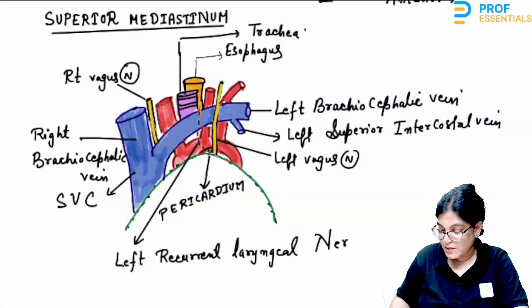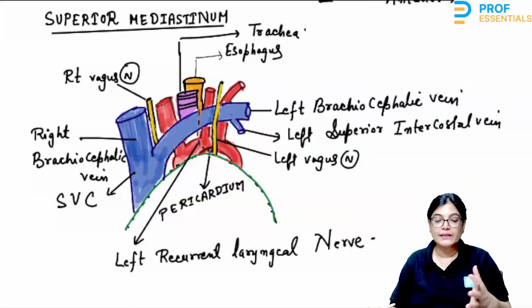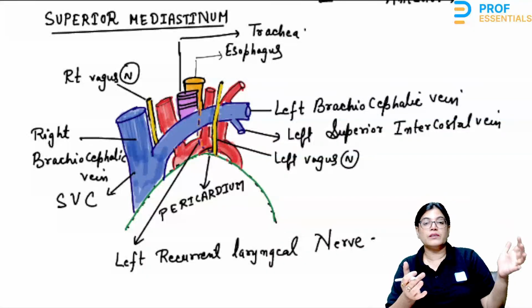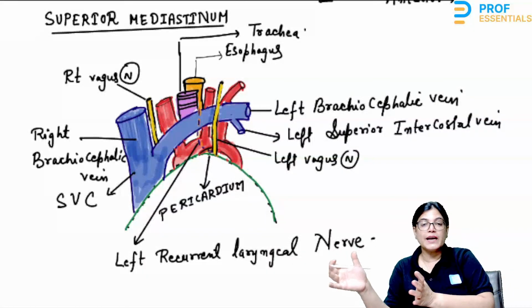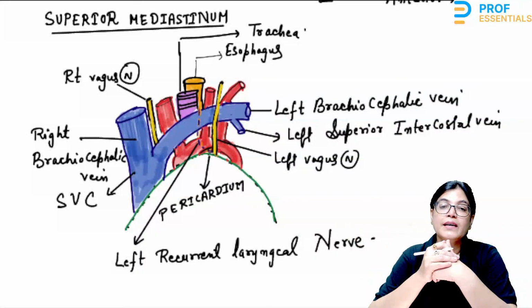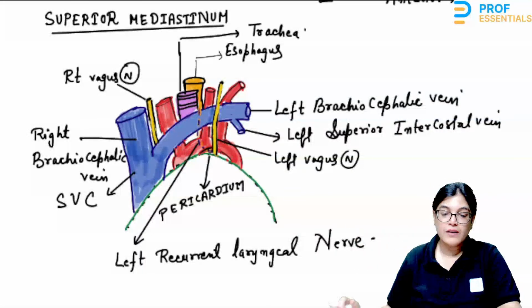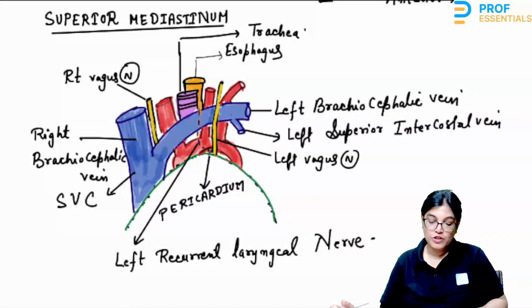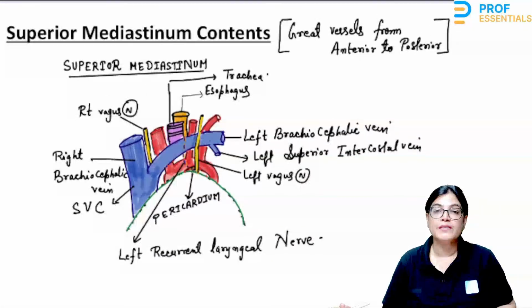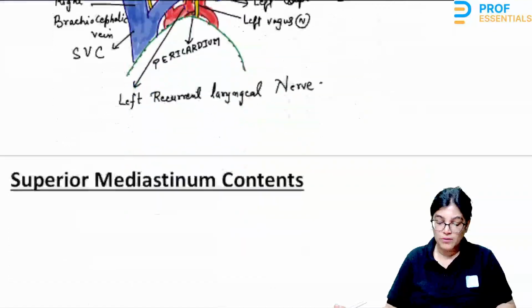So actually, this is how I want you to show the contents of the superior mediastinum, the great vessels. The veins are lying more onto the right hand side, as you can see. The left hand side space is occupied by the arteries, and the veins are lying anteriorly as compared to the arteries. It's important to know the contents, and it's also important to know the arrangement of the contents. So, done with the superior mediastinum contents, as seen, the great vessels as you proceed from anterior to posterior.